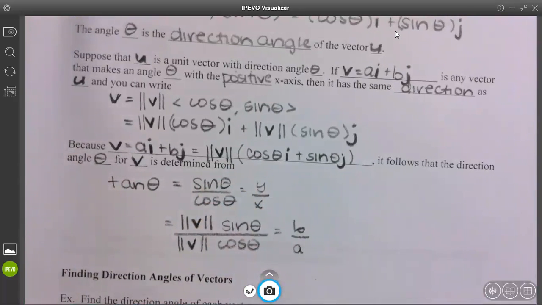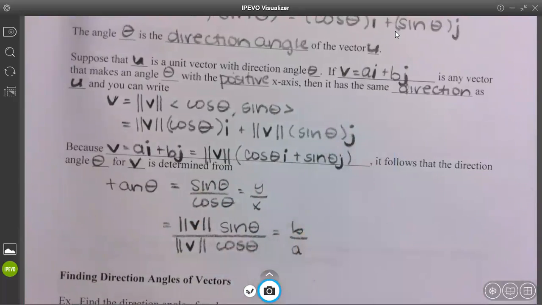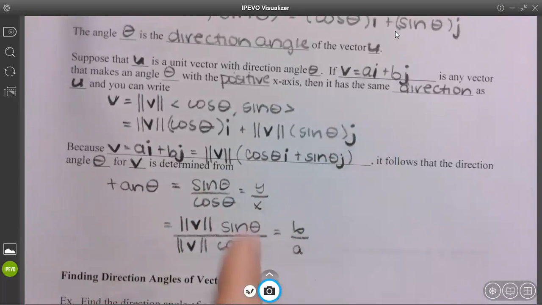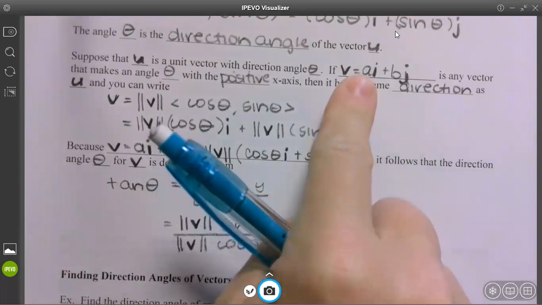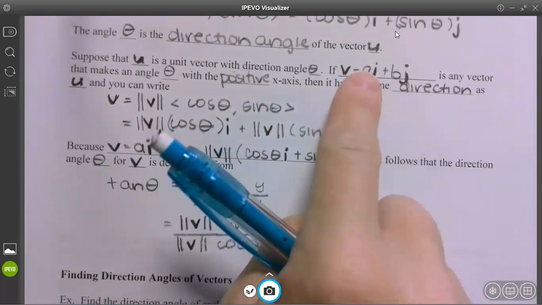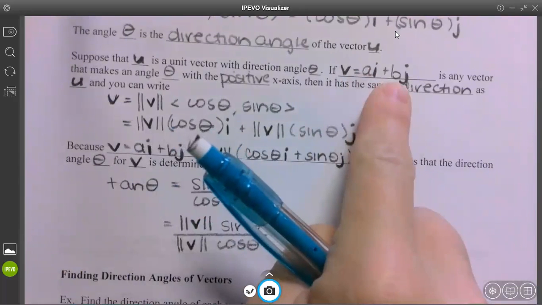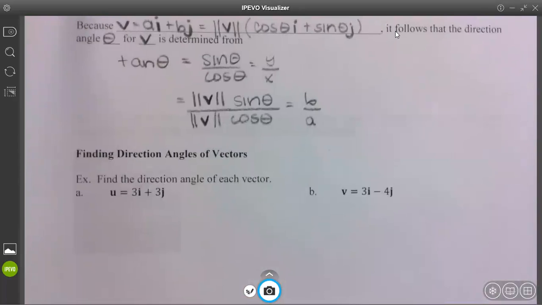So it's going to be the same thing as B over A because this is your xi plus your yj, so y over x. So all of this is just kind of proving it, but you already knew tan was y over x, and that this is like your x coordinate and this is like your y coordinate. So we can change it instead of x and y into A and B. So B over A. The next example is say find the direction angle of each vector.